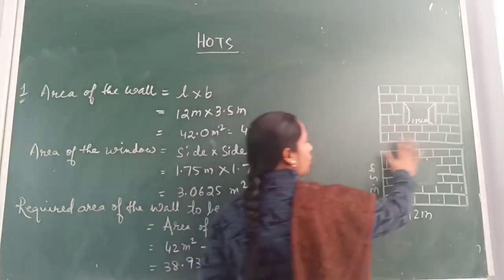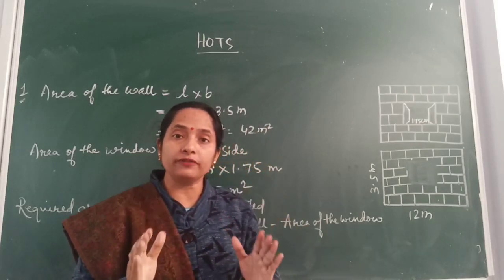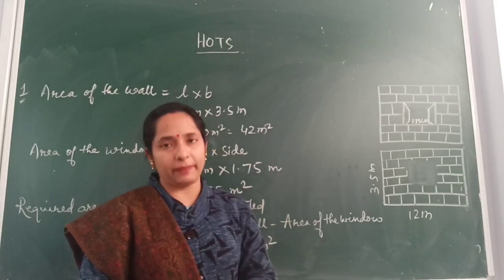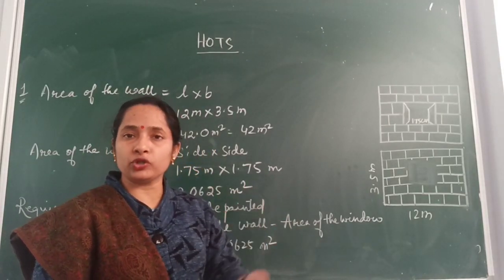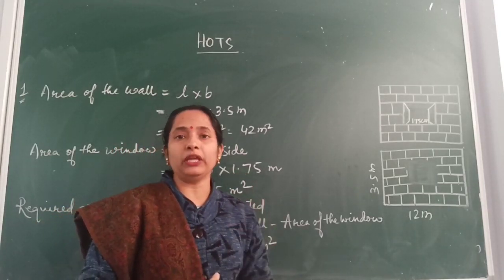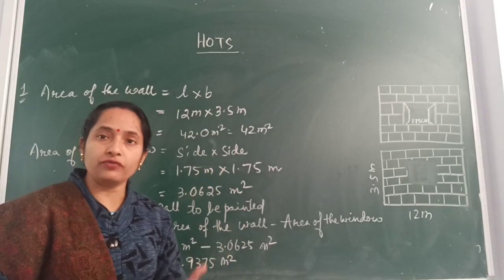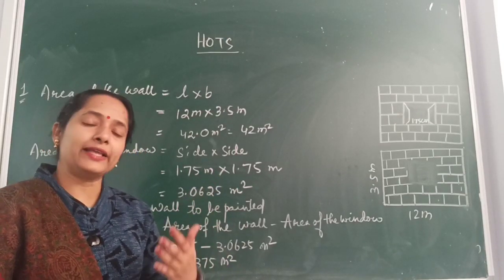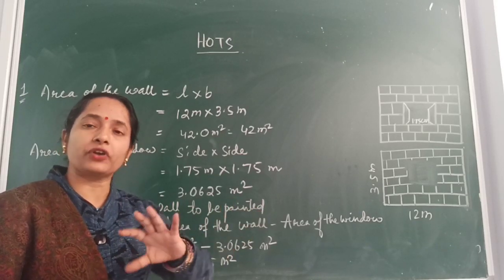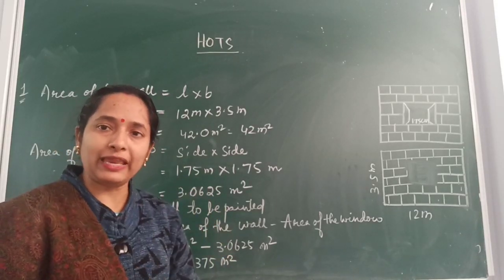This means that from the total area of the wall, if you remove the area of the window, then whatever area of the wall is left, that much area will be painted by the painter. This is how we will approach our solution. First of all, we have to find the area of the wall as well as the area of the window. Then by removing the area of the window from the area of the wall, we will remain with the area of the wall that is to be painted.